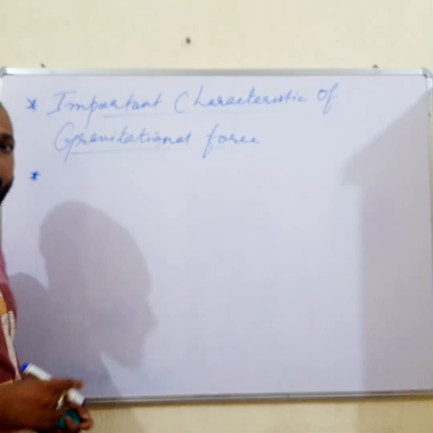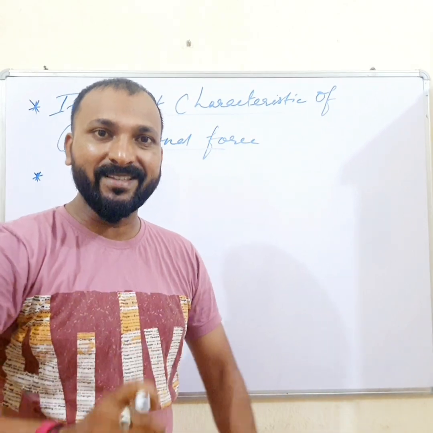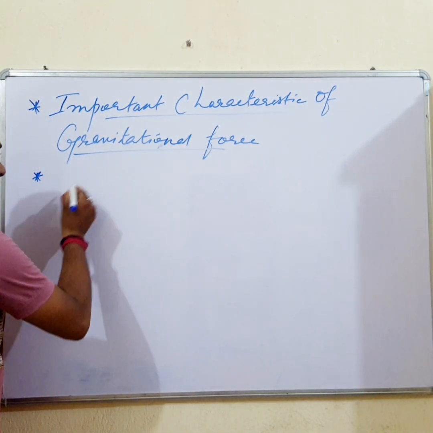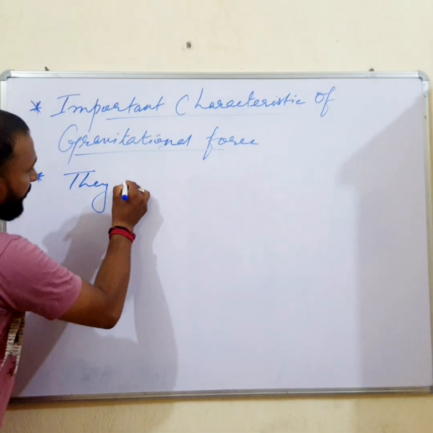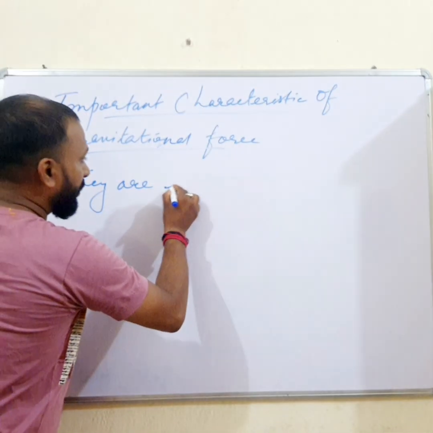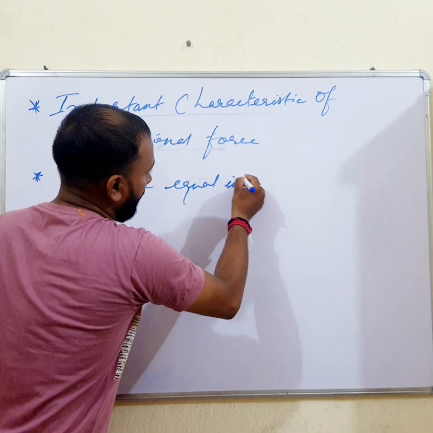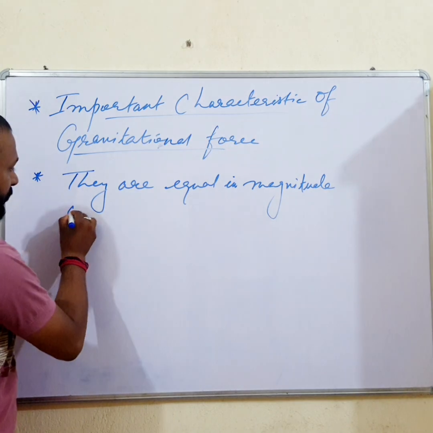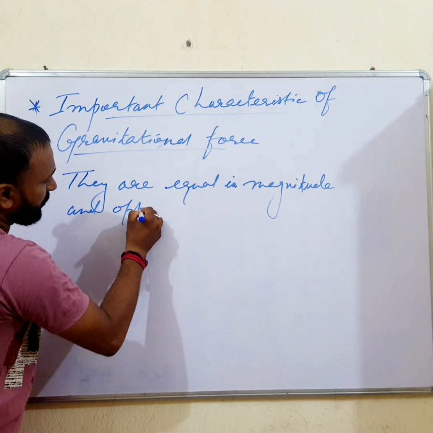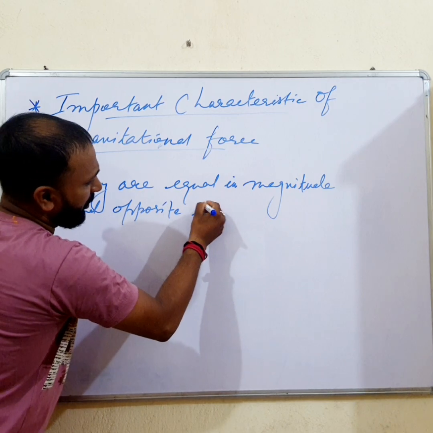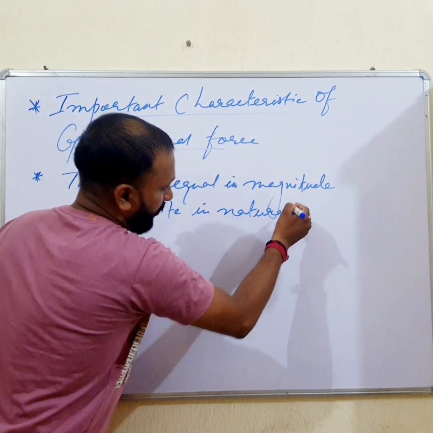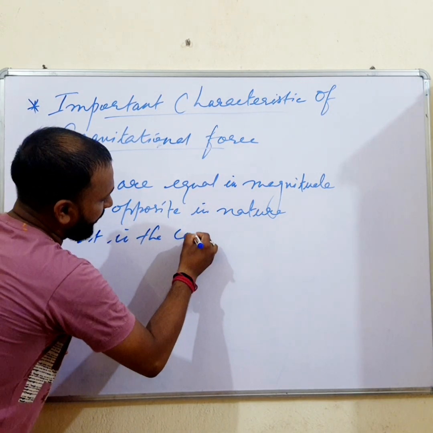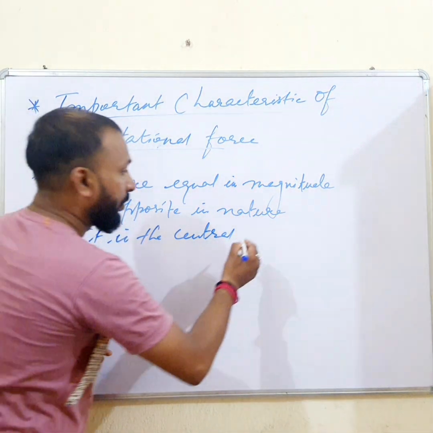The first point is that gravitational forces are always equal in magnitude but opposite in direction. First, they are equal in magnitude and opposite in nature. Because the force is a central force.